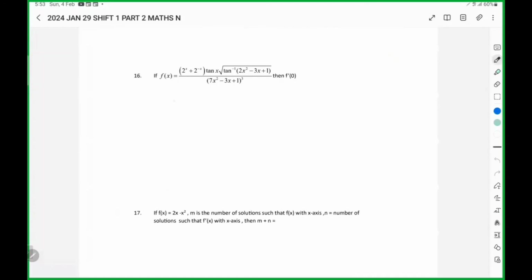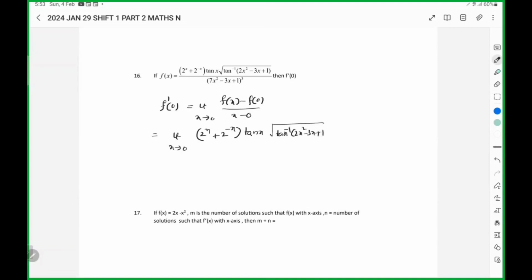Here, to find f dash 0, direct differentiation is so lengthy. Let us use the basic definition. Limit x tends to 0, (f(x) minus f(0)) by (x minus 0). That is limit x tends to 0 of f of x, which is tan x, root of tan inverse (2x square minus 3x plus 1) whole divided by (7x square minus 3x plus 1) whole cube, by x.